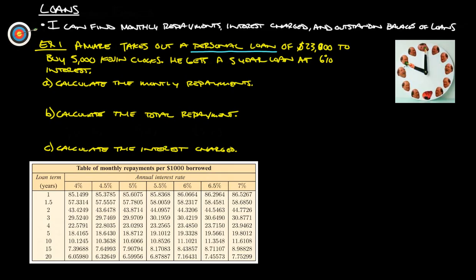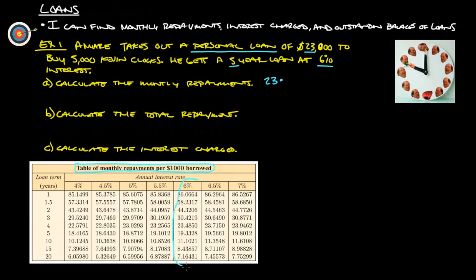That makes this doable. Then we want to find out the total amount of money, actually in thousands. Here's the big key thing that a lot of people miss: this is a table of monthly repayments per 1,000 borrowed. So if they borrowed 23,000, 23 is the number we're going to multiply with. We take 23, because that's the number of thousands, times, and we are at a 5-year loan at 6% interest.